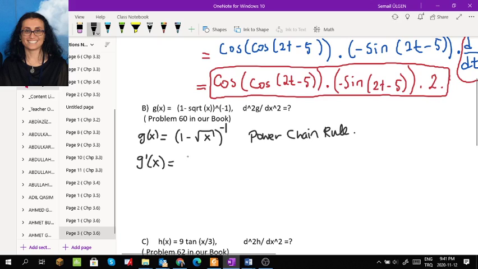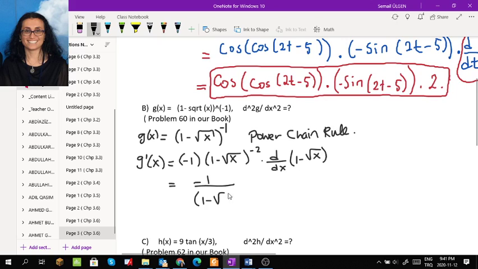Okay, so what does the power chain rule say? Take the derivative of the outside function, decrease the power by 1, and take the derivative of the inside function. The inside function is 1 minus square root of x. Okay, so this is going to be equal to negative 1 minus square root of x to the second.